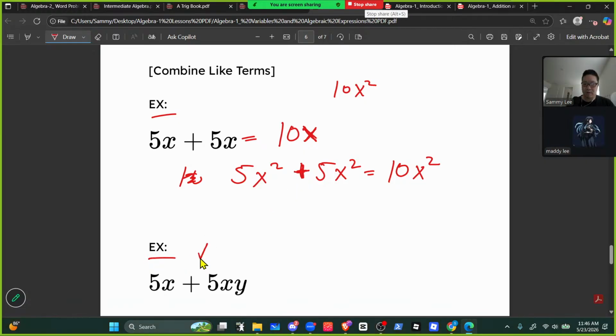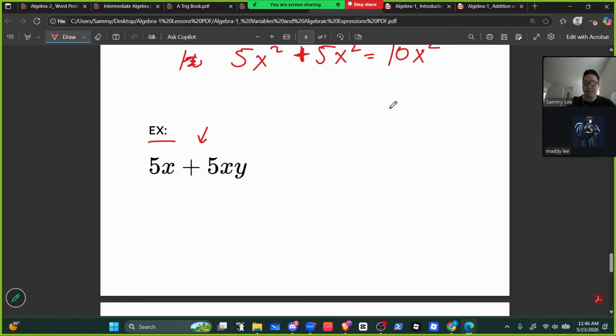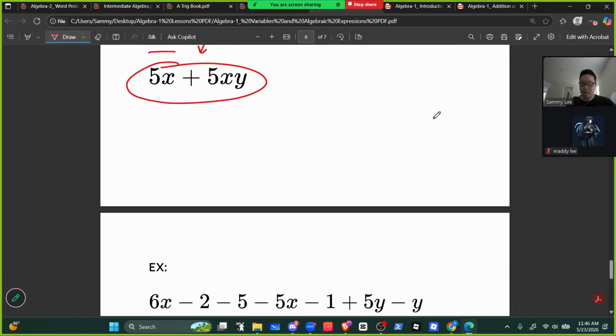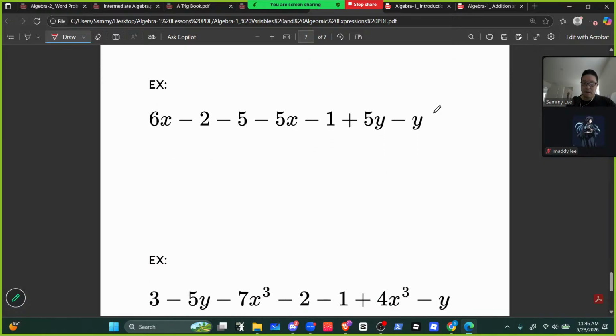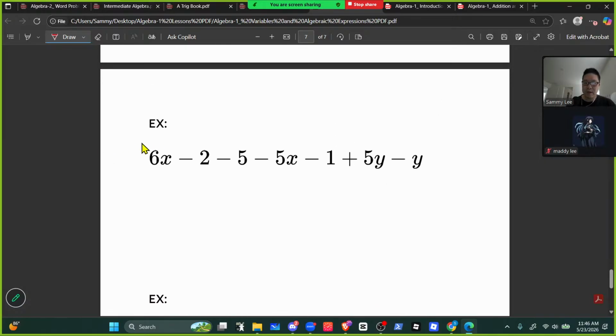What about this one? Can you combine like terms here? We have 5x plus 5x. No, because they're not like terms, so we can't add them. This is the best we can do. All right, let's try this example. Go ahead and combine the like terms in this example and let me know when you're done.